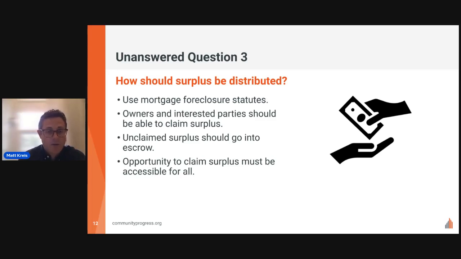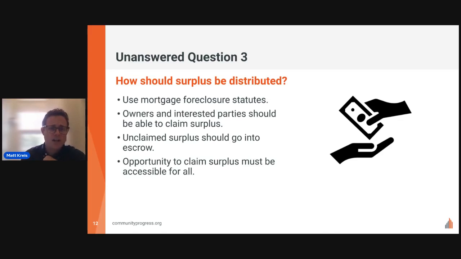And let's say we have a foreclosure sale. How should that surplus be distributed? One of the things that we think makes the most sense and is sort of low-hanging fruit here is we have mortgage foreclosure statutes on the books in most states. And most of those statutes pretty adequately take care of how we deal with surplus in a foreclosure action. And so pointing you to those particular statutes might be really helpful as you're thinking about reform, what can we think about?